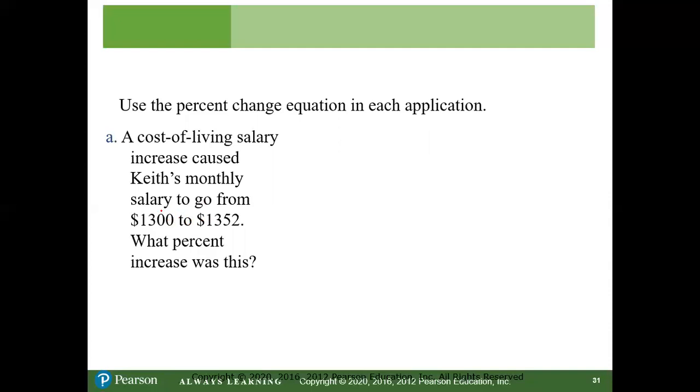In this case, their salary went up from $1,300 to $1,352, for the month. So it went up. So we are going to figure out how much it goes up by. So $1,352 minus $1,300 is equal to $52. So we get a $52 raise for the month, okay?